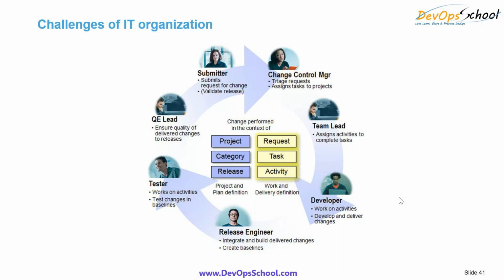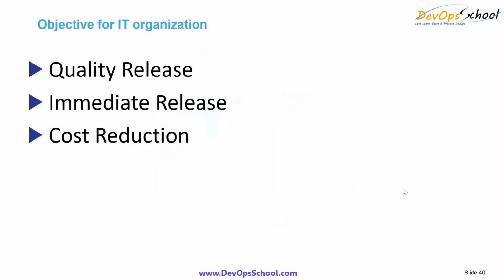So now the organization wants this. See, this is the objective for the organization, your company. Why is every company talking about DevOps? The reason is very simple. They want to improve the quality, release, immediate release, and cost reduction. Simple. Every time this was the objective for the organization.